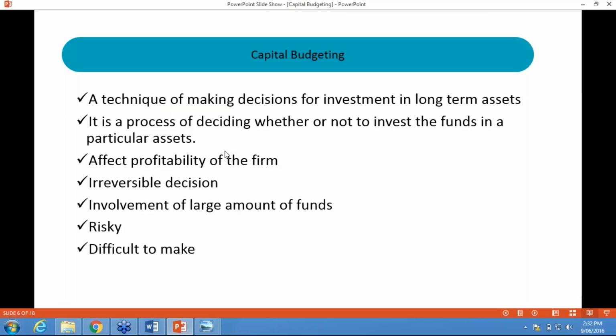So let's start with capital budgeting. In simple language, capital budgeting means a process where you decide whether you want to invest your money in an asset or not, whether you want to invest your money in a particular machine or project or not. So basically you need to decide in which project, which machinery, which land, for example, you want to invest your money. Of course, capital budgeting decisions are very, very important for a company because they affect the profitability of the firm, because all the profitability of a company depends on long-term assets.